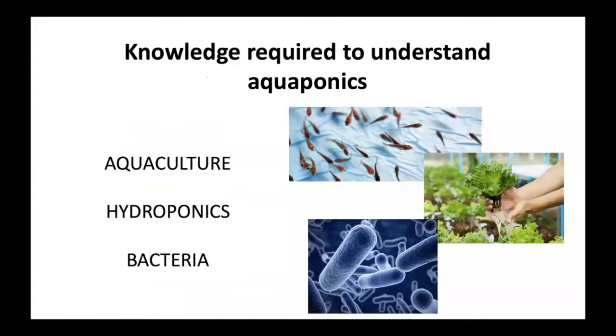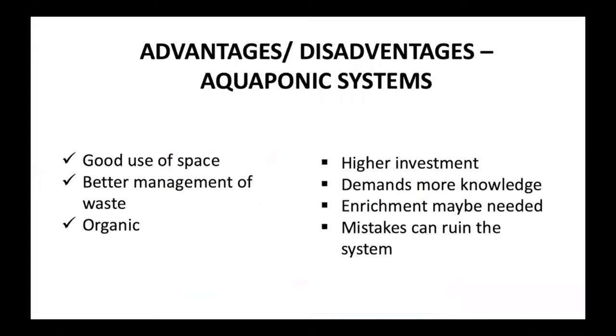In order to understand aquaponics, we need to learn about aquaculture, hydroponics, and bacteria growth. These are the main organisms involved in aquaponic systems. But why aquaponics can be a good option? Let's speak about advantages and also disadvantages on this system.